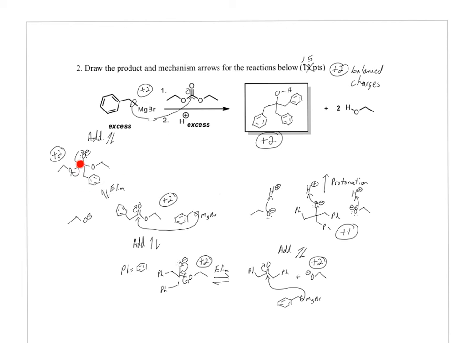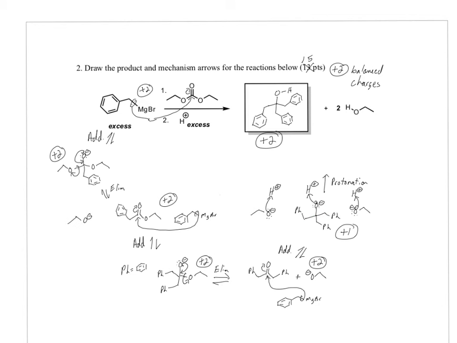So we do the first addition, tetrahedral intermediate. Do we have a good leaving group? We do. Elimination. Now we've made an ester, so now we're back to what we've seen before. Add another Grignard in, tetrahedral intermediate, kicks out. Do the elimination. Now we have a ketone, tetrahedral intermediate, addition, and now we have no other good leaving groups.